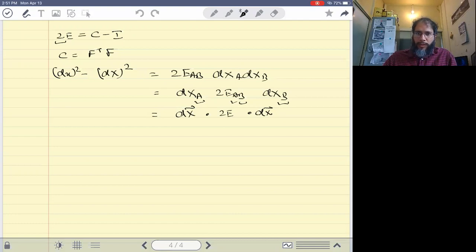So remember that E is a second order tensor here, which is called the Lagrangian finite strain tensor. Okay, it's called Lagrangian because as you see, everything is written in terms of d capital XA. So E is also defined in terms of the capital X vector.